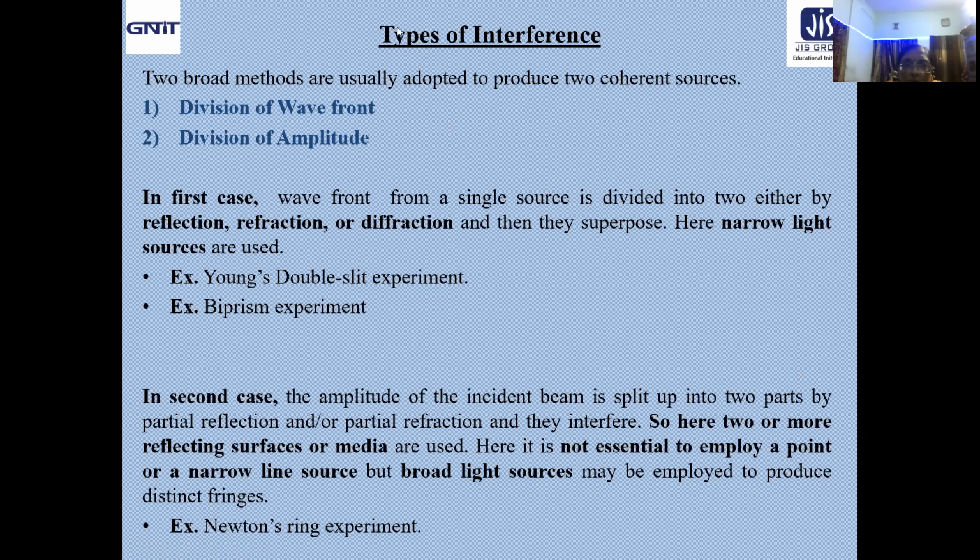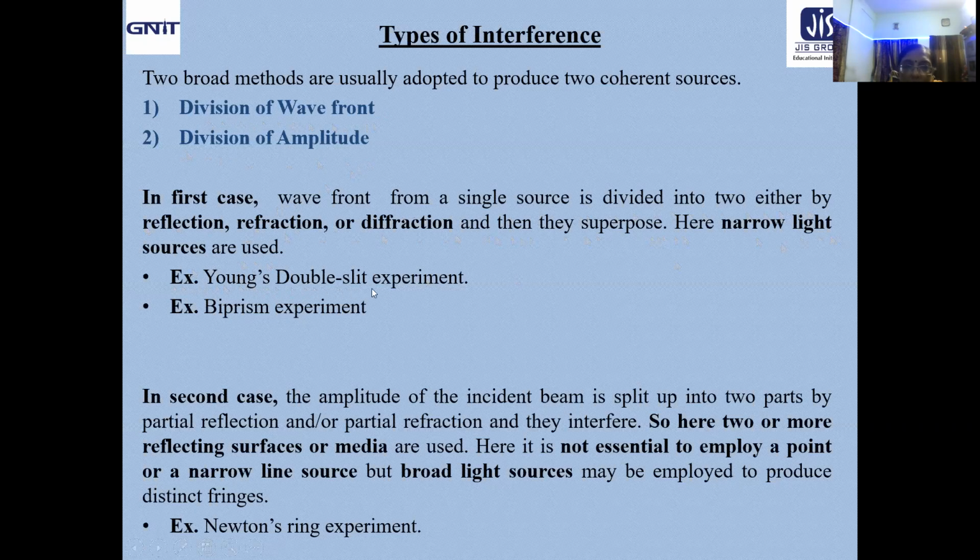Now, two broad methods are usually adopted to produce the coherent sources so far as types of interference or classification of interference are concerned. One is the division of wavefront, other is the division of amplitude. In case of the division of wavefront, the name suggests that the wavefront from a single source is divided into two, either by reflection, refraction, or diffraction, and then they superpose. Here, narrow light sources are used.